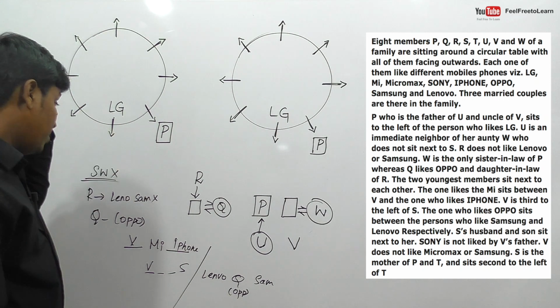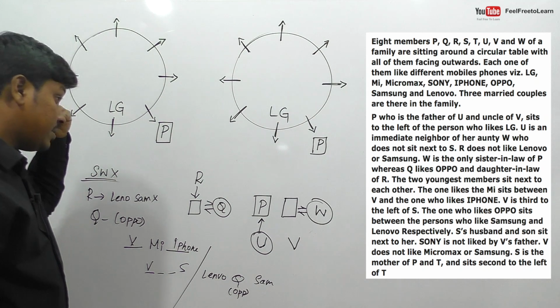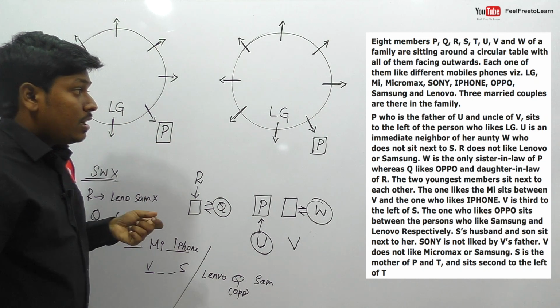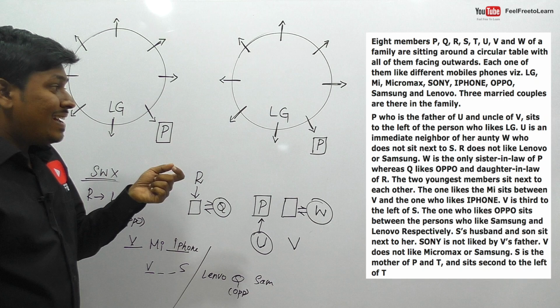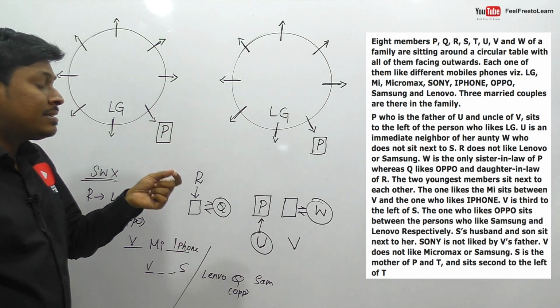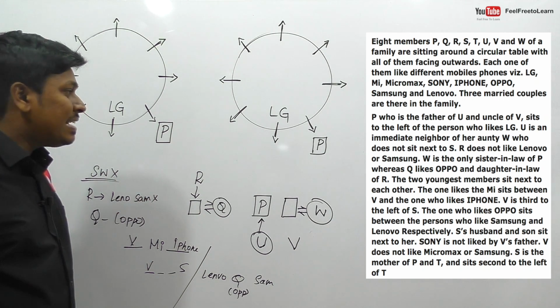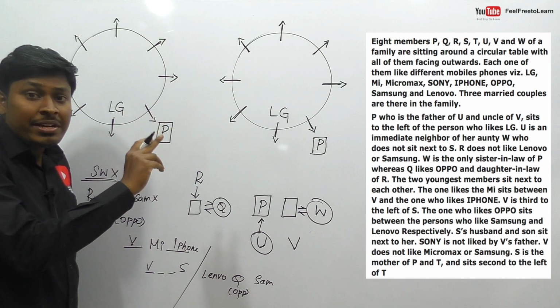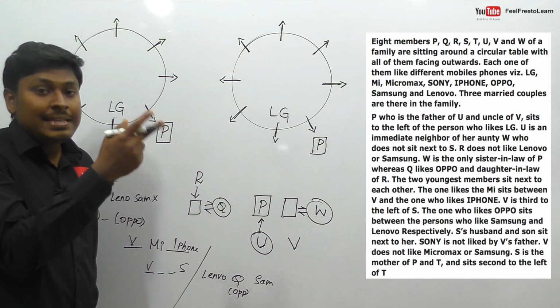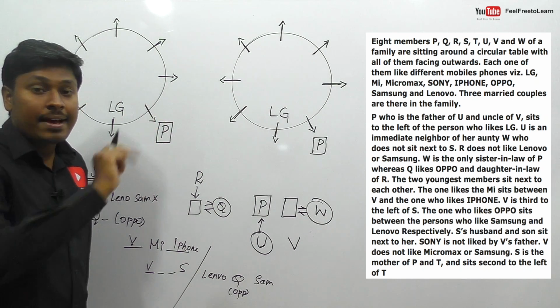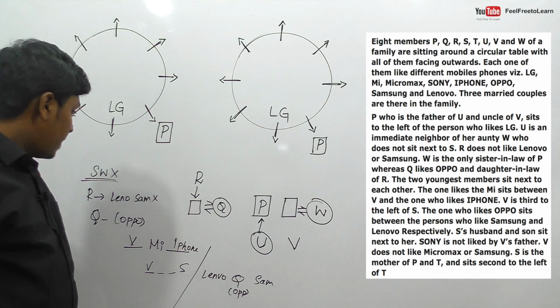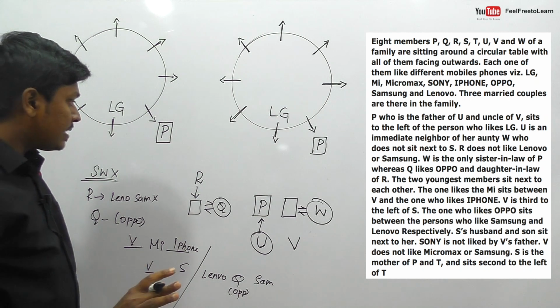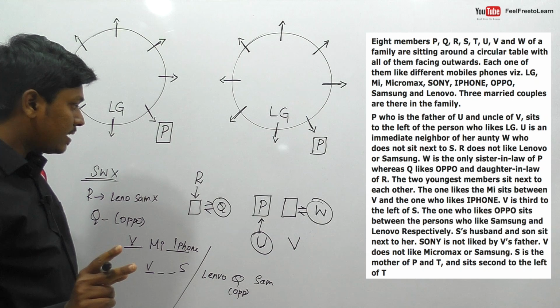I think we can't substitute anything in the arrangement. No problem. Next point is S's husband and son sit next to her. Friends, we can clearly say S's husband. What is the meaning of S's husband? Then we can surely say that S is a female person and S has a husband, right? So friends, S has a husband and we found that S is a female person.